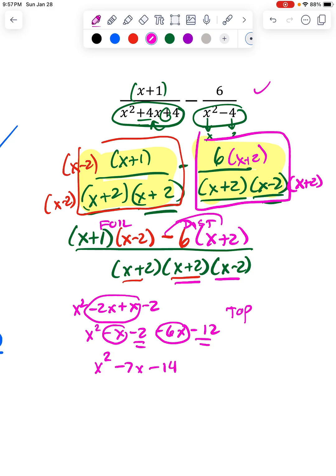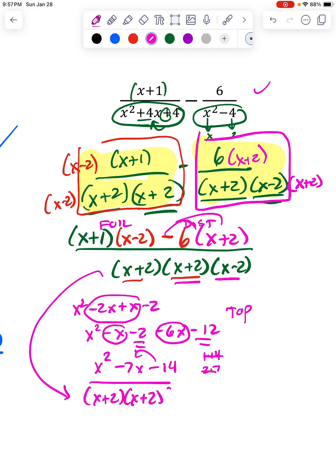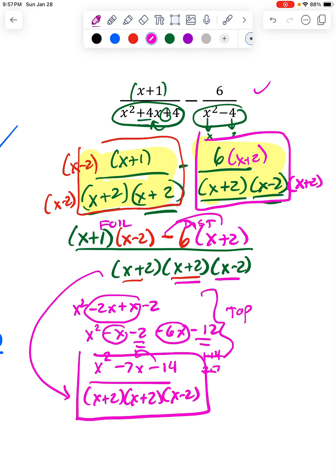Now if I was going to factor this, I would need 14 in a way that subtracts to be 7. And my options for 14 are 1 and 14 and 2 and 7. Neither one of them will subtract to be 7, so it actually doesn't factor. And all I have to do to be done is bring down that old common denominator. So all this work that you're doing, simplifying, FOILing, distributing, all that stuff is just on the top, not the bottom.